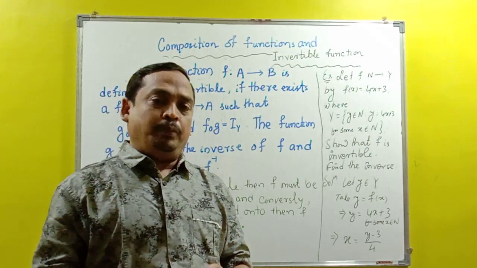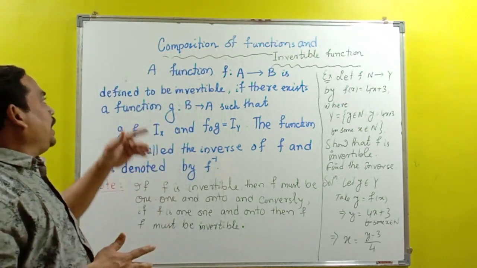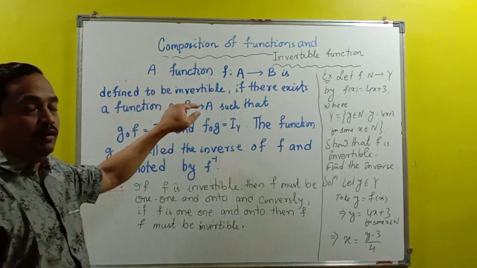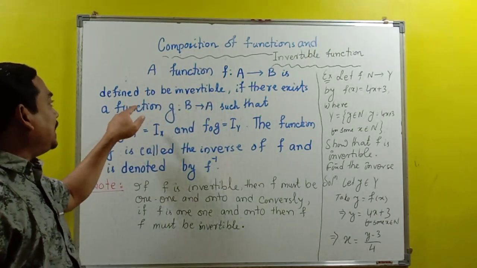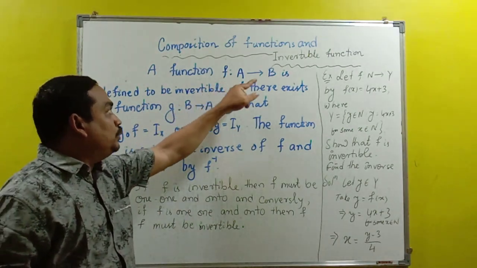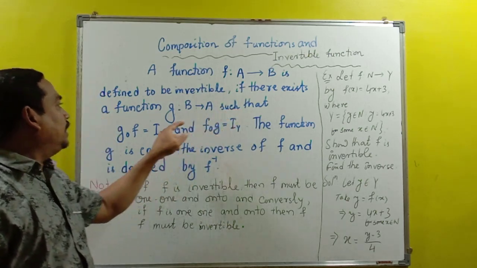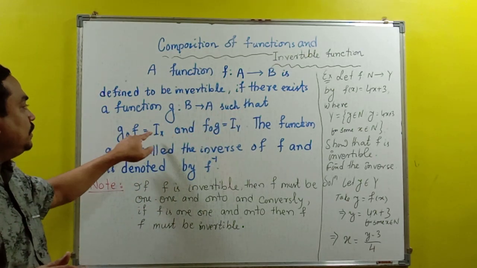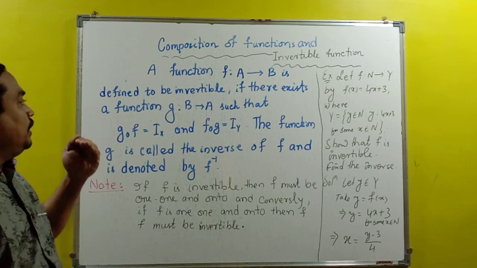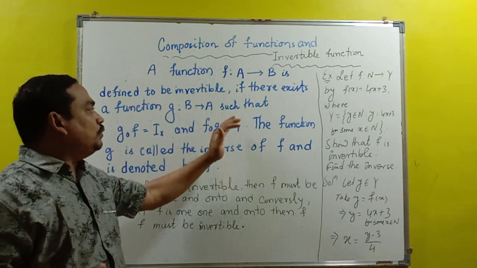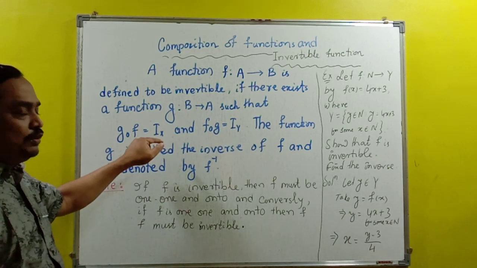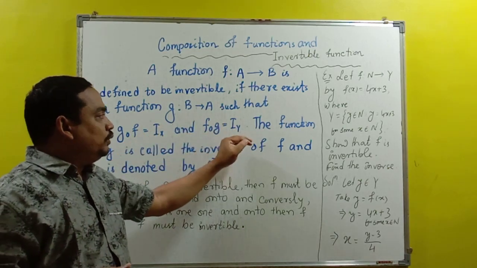So let us see the definition. The definition says a function f from A to B is defined to be invertible if there exists another function g from B to A, such that gof is equal to Ix, where Ix means identity function. Identity function we have studied in class 11th. And fog is equal to Iy. Identity function means gof of x will give x, and fog of y will give y.